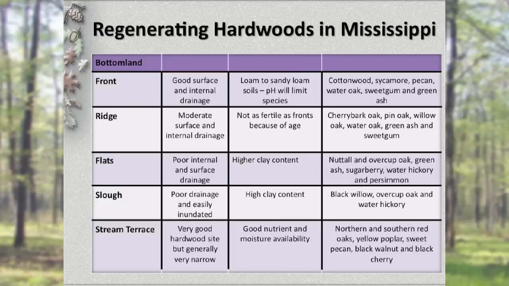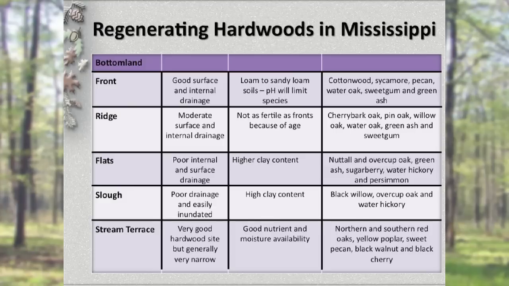These have moderate surface and internal drainage. They're really not as fertile as the fronts because they've aged a little bit. But here's where you find your most important species. You'll find cherry bark oak, pin oak, willow oak, water oak, green ash, and even sweet gum on these particular sites. As we get to a little lower site, we get into the flats, which have poor internal as well as surface drainage.